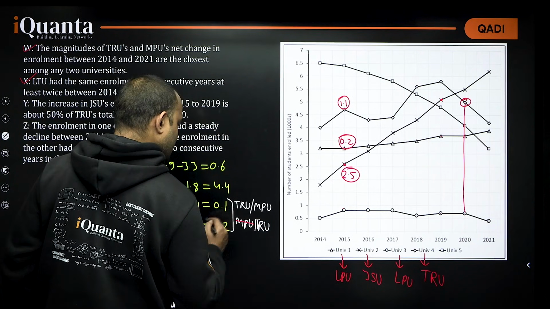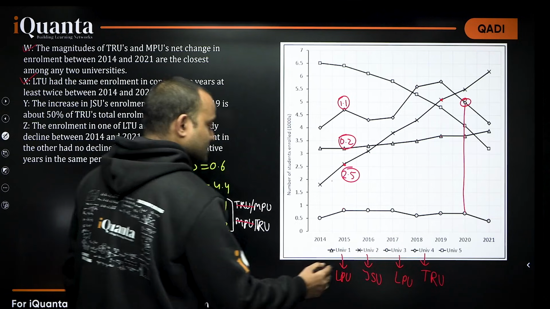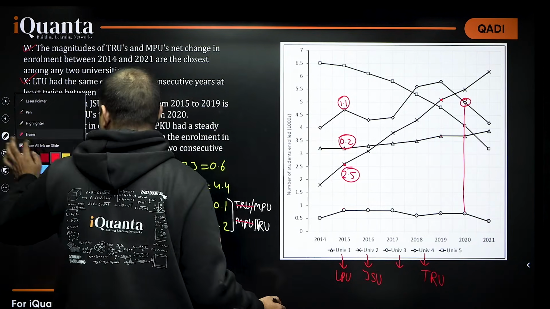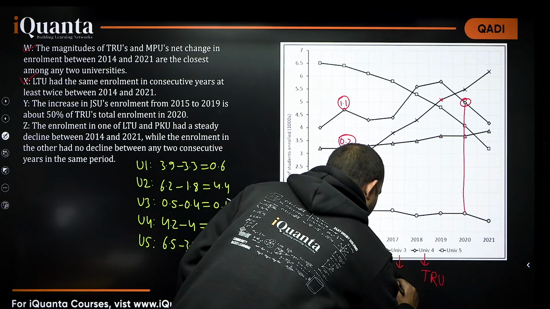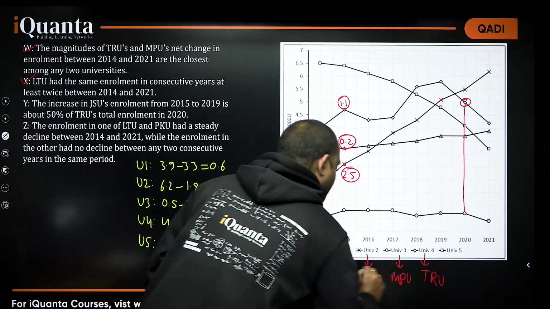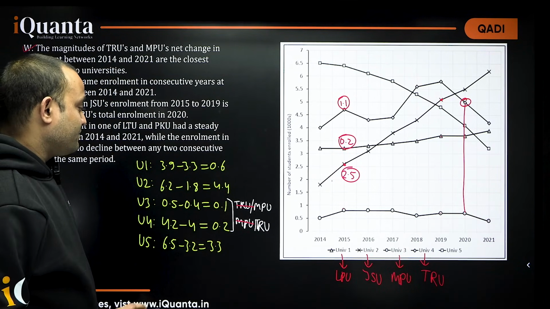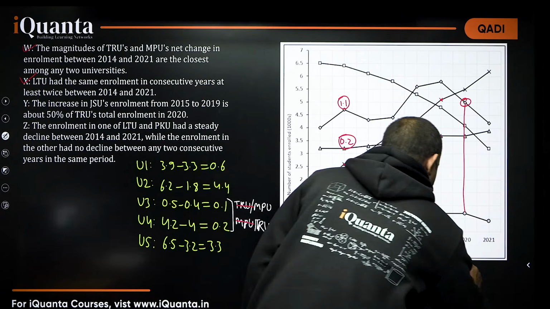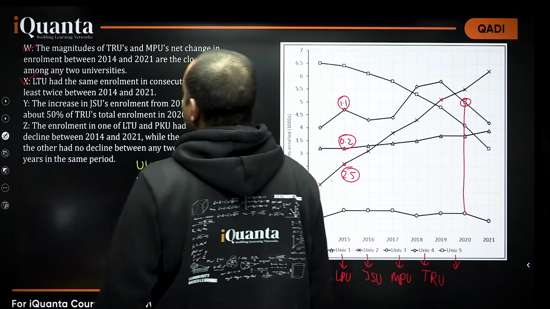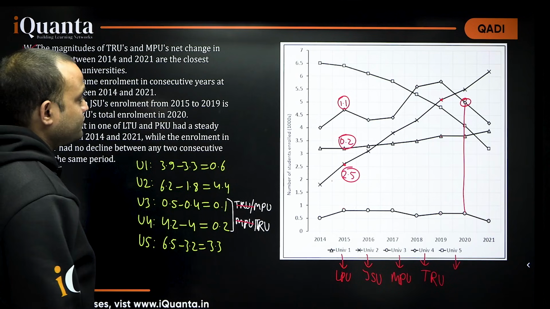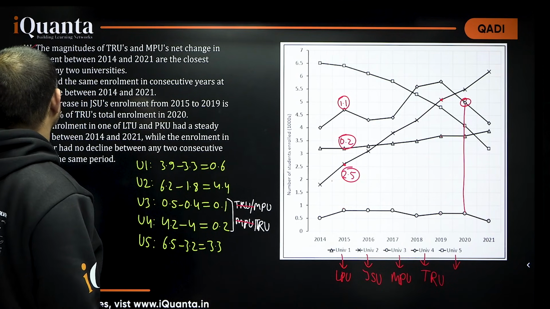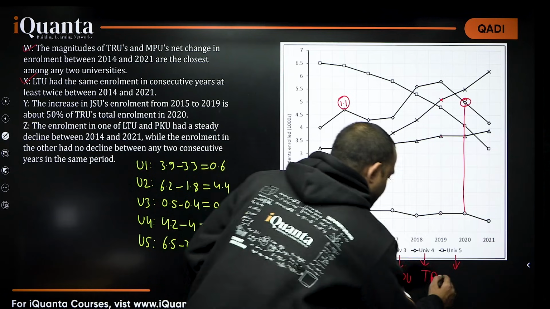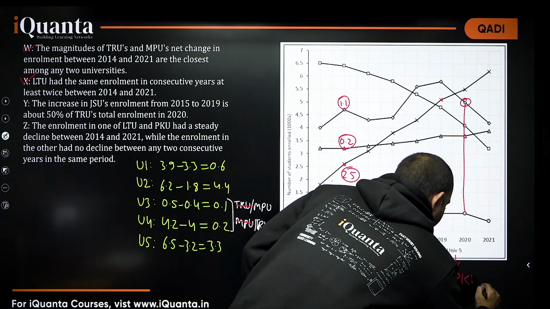So MPU will be University 3, so we can remove LPU from here. And the remaining one, LPU, will be University 1 automatically, and the remaining one will be University 5. Which one is it? We will have to check the name: MPU, JSU, PKU. So this will be PKU.